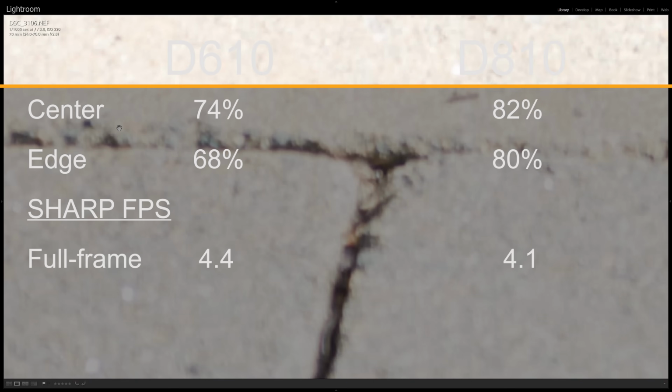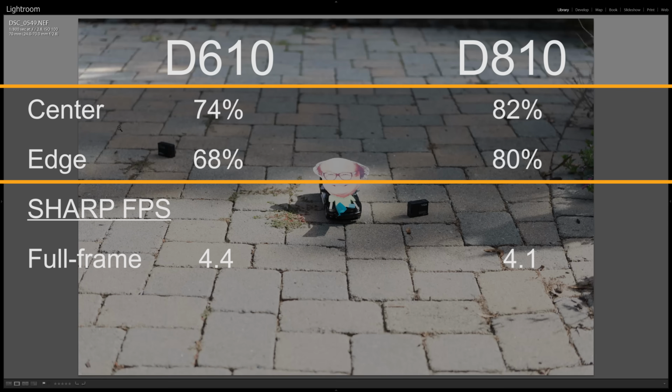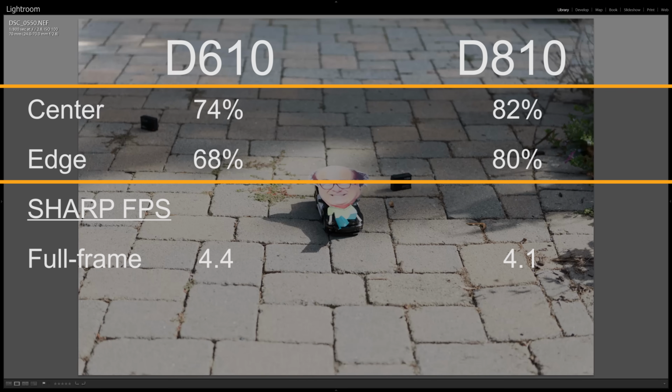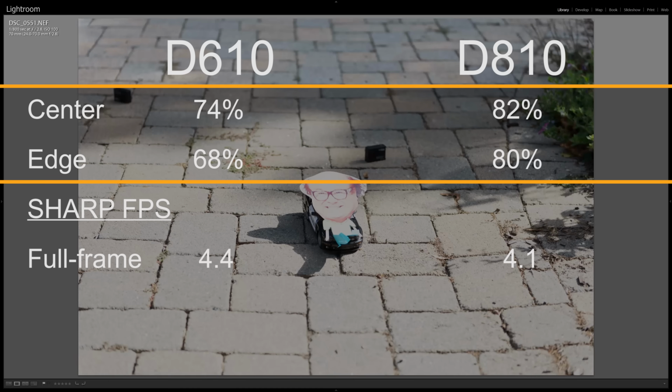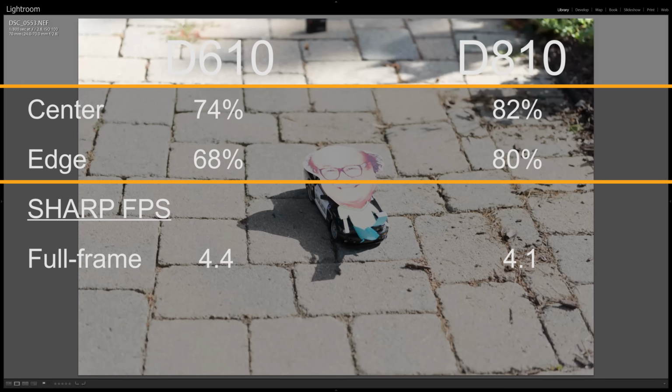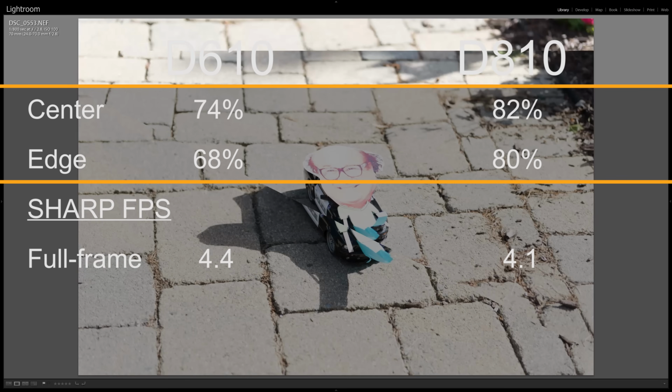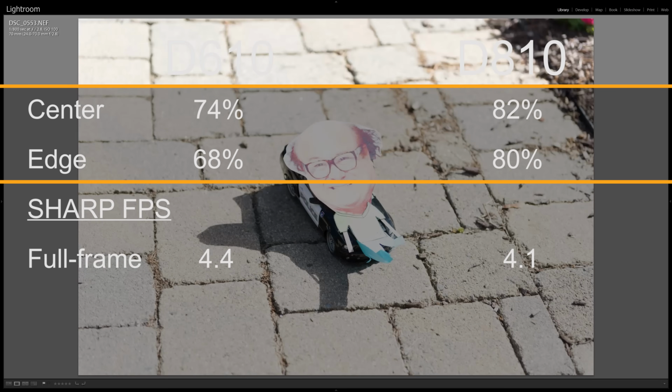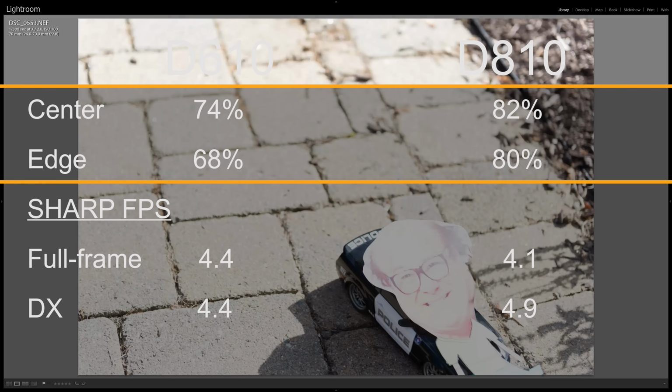So the D610 got 4.4 full frame shots sharp per second. The D810 only got 4.1 full frame shots sharp per second. The D810 shoots at a higher frame rate when you drop it into DX mode though, so it has either a 1.2 or 1.5x crop. So you're losing all that extra detail that it gives you over the D610, but you're getting more sharp frames per second. The D610 in DX mode still gives you about 4.4 sharp frames a second.